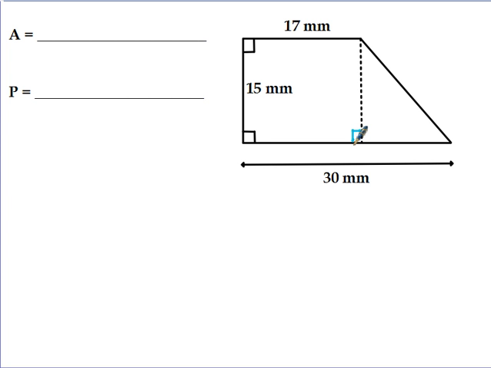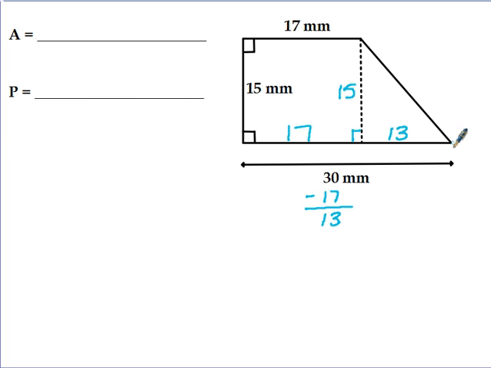So if this is a rectangle, I know this side is 15 and this bottom here would be 17. And now since this whole thing is 30, if I just take 30 minus 17, I get 13. And that's going to be this little piece here, will be 13. So that 17 plus 13 gives me the 30. So the only thing I'm missing is this side. And I need that side to find perimeter.